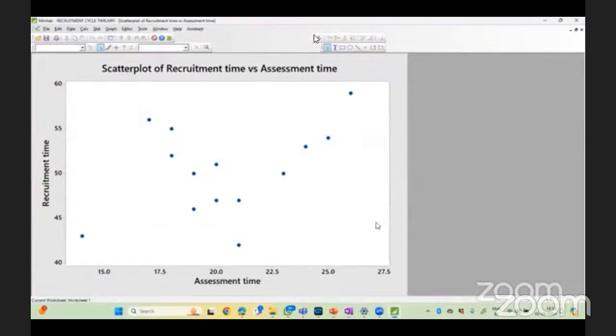Well, there is no relation, all scattered here and there. So if I work on assessment time, it is not going to really impact my recruitment time, because even if my assessment time is less, around 17 days, still my recruitment time is high. Even if it is 25 days, still it is high. Even if it is 20 days, sometimes low, sometimes high. There's no relation. So assessment time is not the root cause.